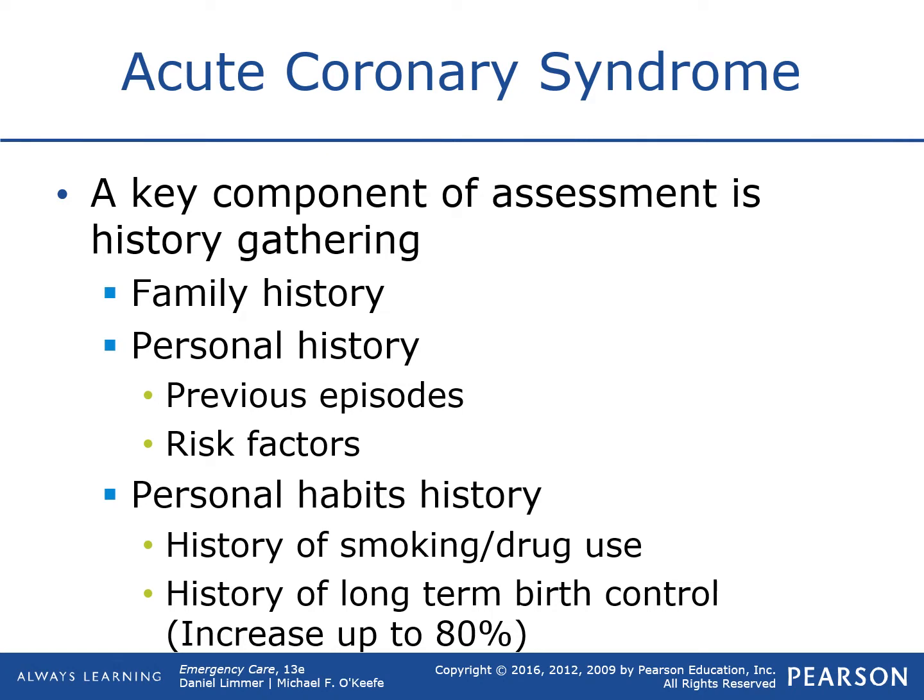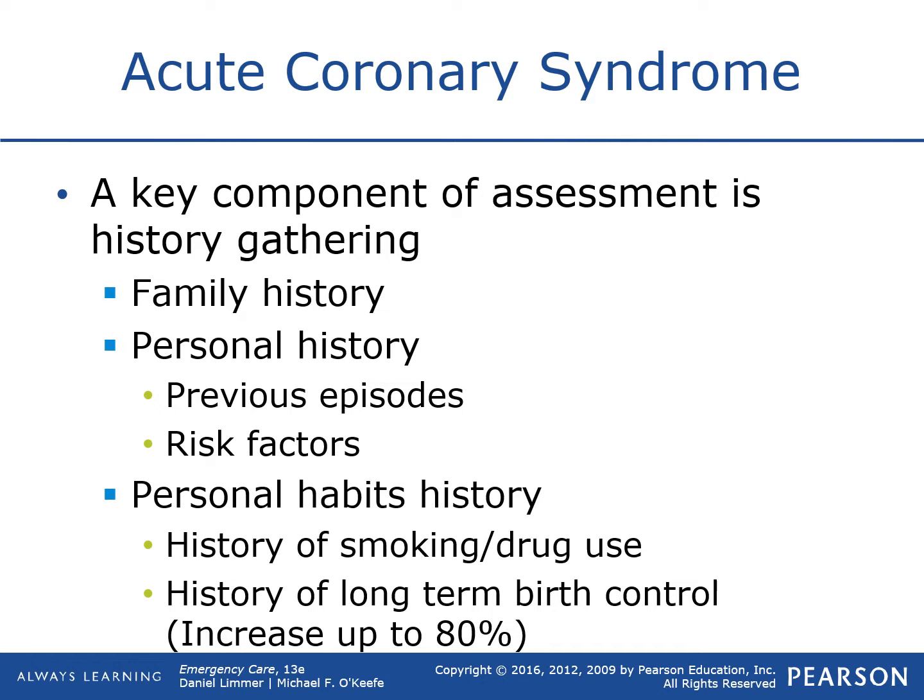And then diabetes, we'll talk about that a little bit more in the next chapter where we actually discuss diabetes. But long-term diabetes will be a big risk factor for acute coronary syndrome. Again, we'll dive into that in chapter 19. More history that you need to gather is their personal habits. Most people know that a history of smoking increases your chance for acute coronary syndrome significantly.